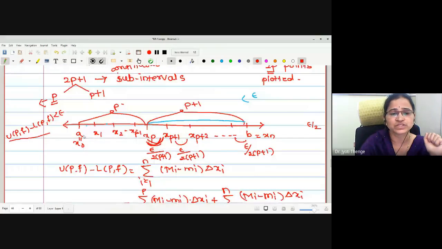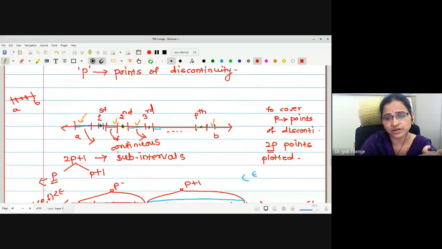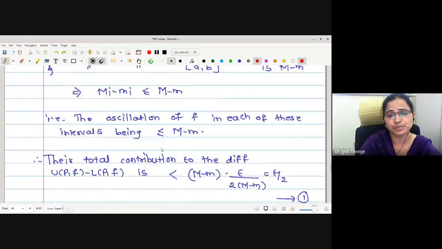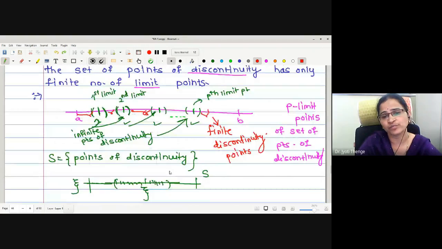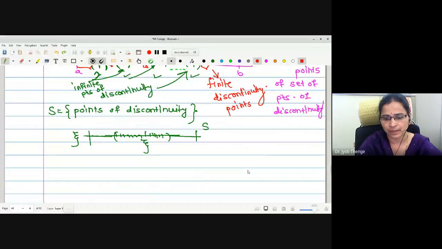Means here is the situation, similar to the previous example. First, p points of discontinuity are covered in the p subintervals. Over remaining subintervals, the function is continuous and hence integrable. Likewise, these p limit points of the set of points of discontinuity cover the maximum number of points of discontinuity, and over the remaining subintervals there may be finite discontinuity points, and over the remaining subintervals the function is surely integrable by the previous theorem.